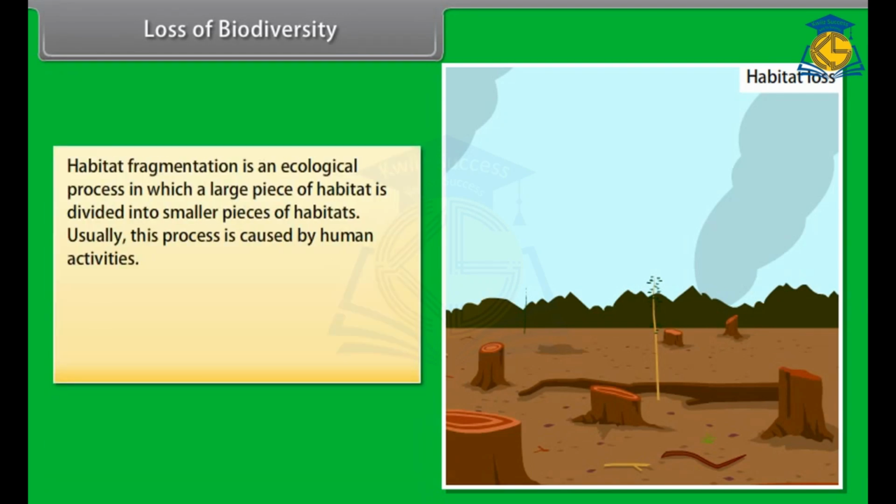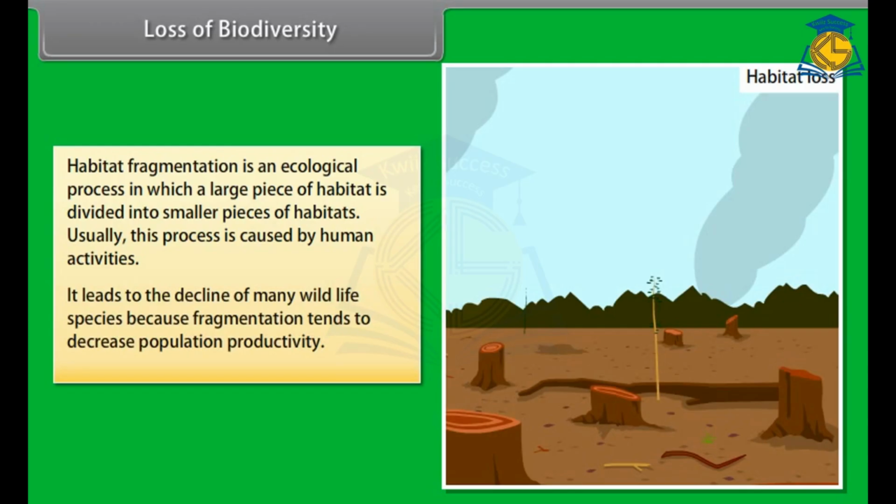Habitat fragmentation is an ecological process in which a large piece of habitat is divided into smaller pieces of habitats. Usually, this process is caused by human activities. It leads to decline of many wildlife species because fragmentation tends to decrease population productivity. Overexploitation.